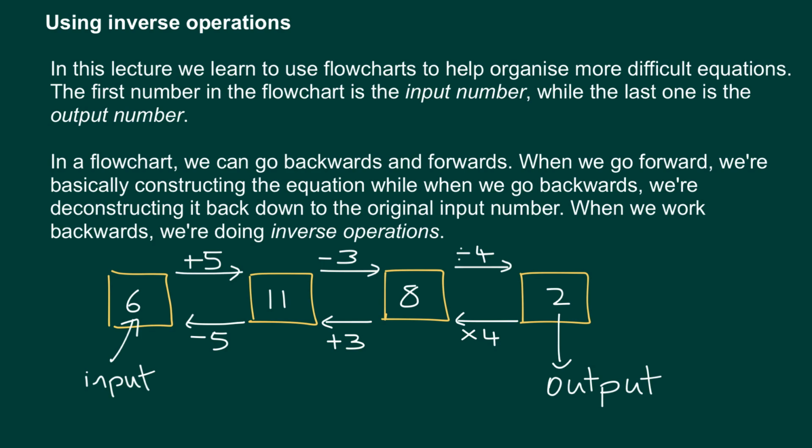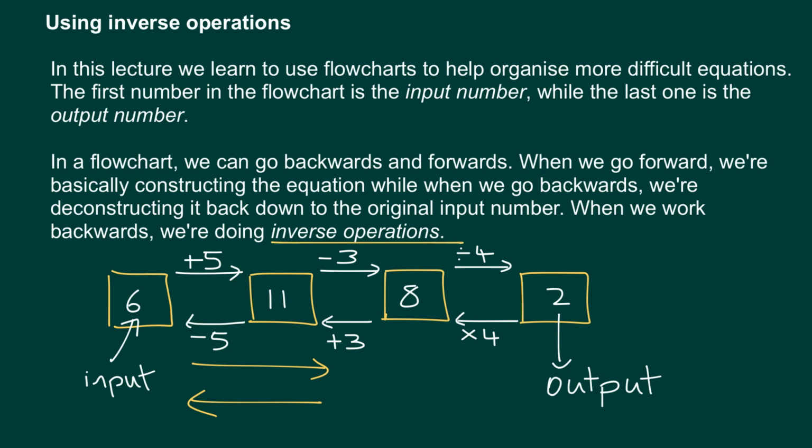The very first number in a flowchart is known as the input number, while the very last number is known as the output number. What we need to know about a flowchart is that we can go backwards and forwards. Forwards in a flowchart being that direction, backwards being that direction, so going to the left. When we go forward, we're basically going through the process of constructing an equation, while when we go backwards, we're basically deconstructing it back down to the original input number. When we work backwards, this is the process of doing inverse operations.